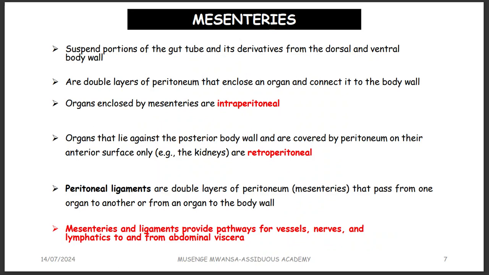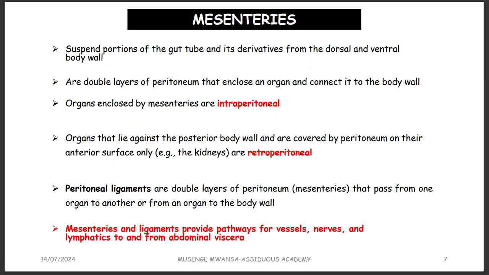Mesenteries are just folds of peritoneum that suspend the parts of the GIT from the body wall. Okay. Let's say, for example, the intestines just stayed in the abdominal cavity, they would be folding, isn't it? So they are held to the abdominal wall by mesenteries. And organs which are enclosed by mesenteries are known as intraperitoneal organs. Those without mesenteries are retroperitoneal organs.